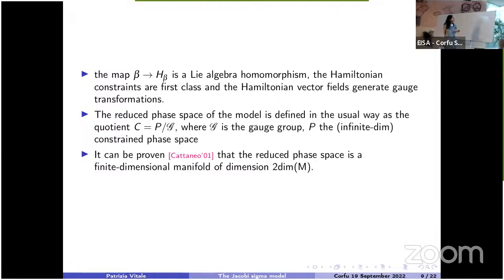Then, since the algebra closes, we have a Lie algebra homomorphism. The Hamiltonian constraints are first class because their Poisson algebra closes. And then the Hamiltonian vector fields generate gauge transformations. Then one considers the reduced phase space, namely what one obtains by taking the quotient of the constrained phase space with respect to the gauge group. And it has been found, I think, in this paper, Cattaneo in 2001, that the reduced phase space is actually finite dimensional, of twice the dimension of the target space.